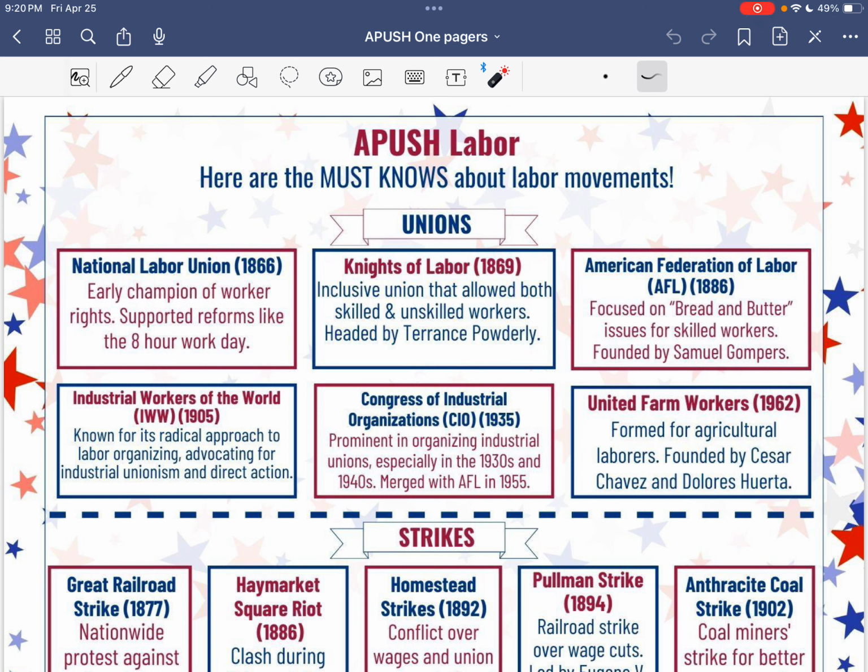They secure the Wagner Act and the National Labor Relations Board, the hope being that the government would mediate disputes during the Great Depression between labor unions and the employers. Okay. United Farm Workers is 1962.